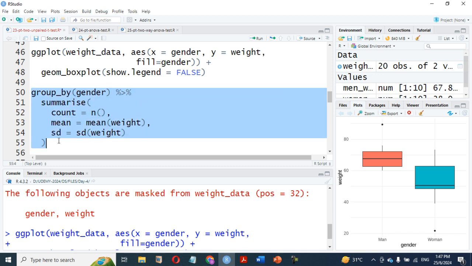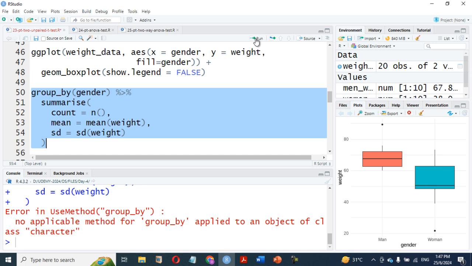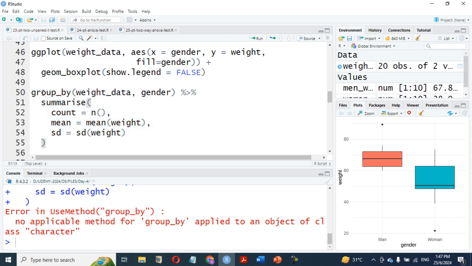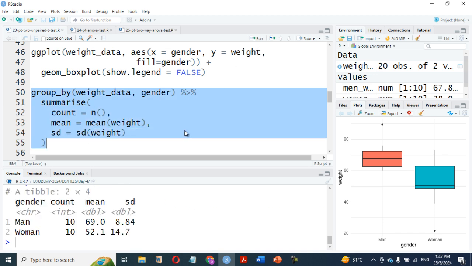So let's run and see what I'm talking about. Oh, there's an error here. So let me return it back. I think there's a problem here. I don't know what the problem is. Okay, good. All right. So gender.